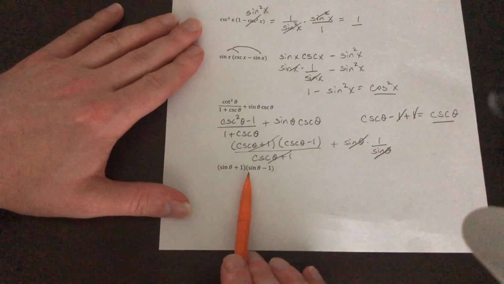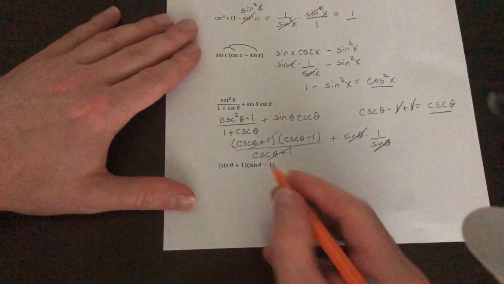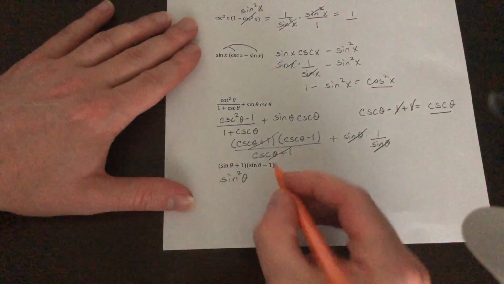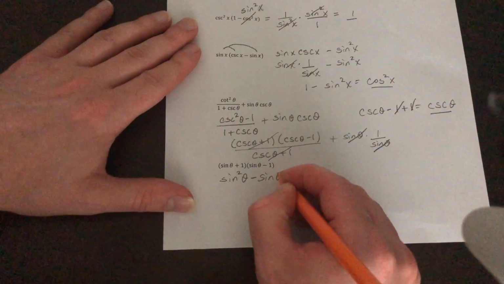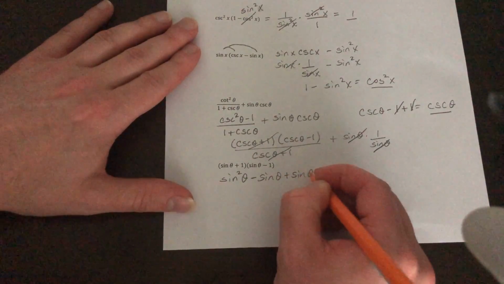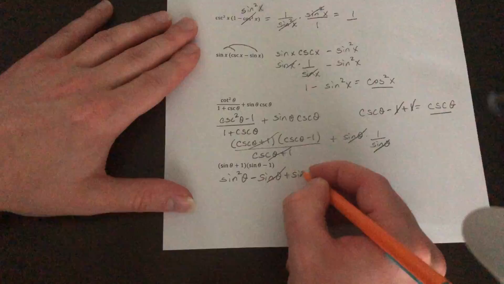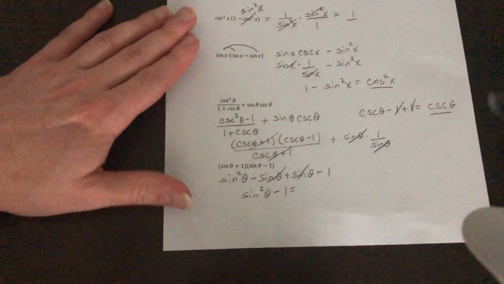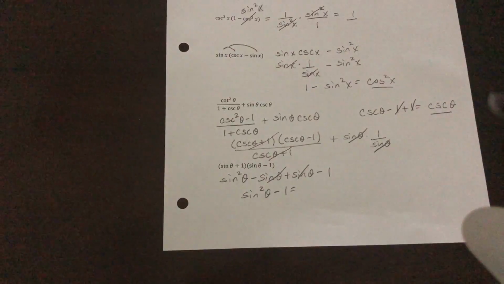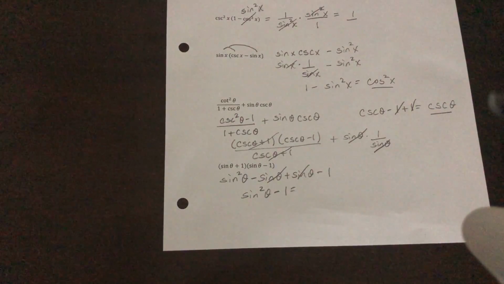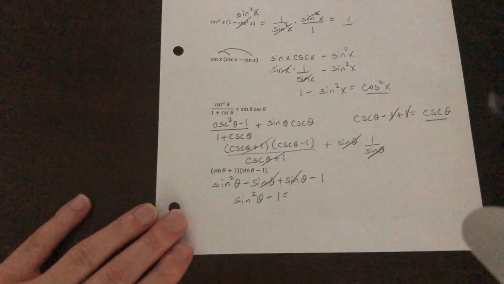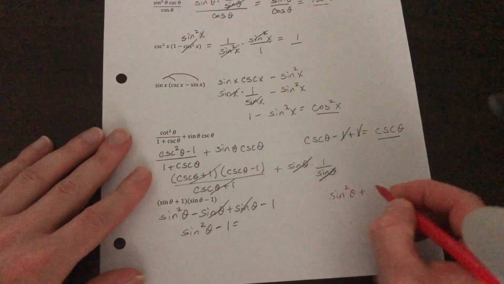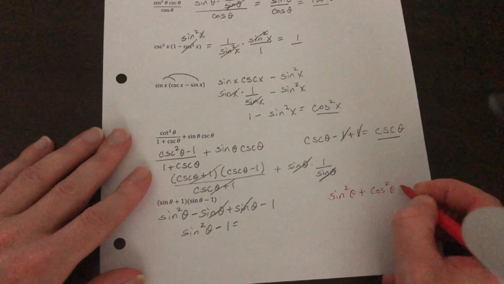Sine of theta plus 1 and sine of theta minus 1. So we're going to distribute. So sine squared, we'll FOIL it out, minus sine of theta plus sine of theta and minus 1. Now, sine squared minus 1 is not on your identity sheet. Our identity sheet looks like this: sine squared plus cosine squared theta is equal to 1.